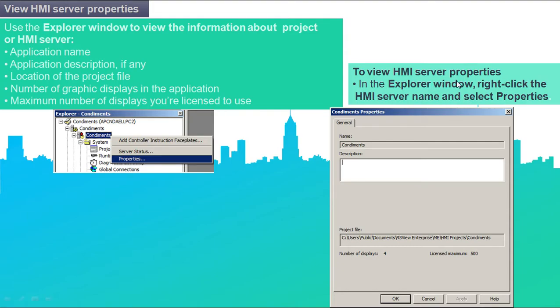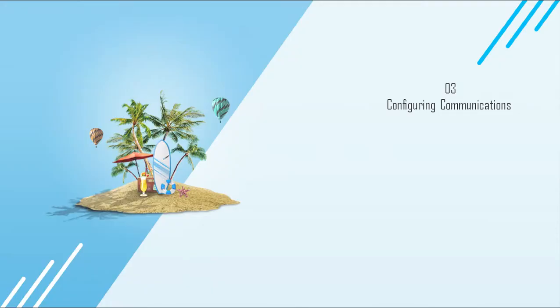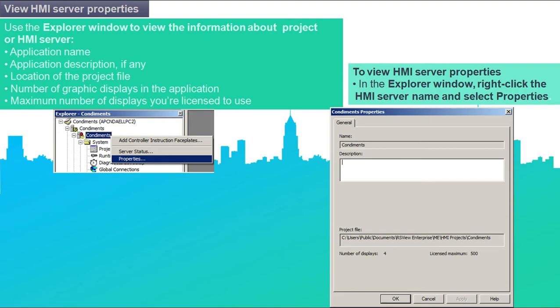To view HMI server properties in the Explorer window, right-click the HMI server name and select Properties. The number of displays licensed is a maximum of 500, so you can use displays up to 500. So this is a very brief idea of how to make a project. Go for practical experience. Start FactoryTalk View so you can understand things better.